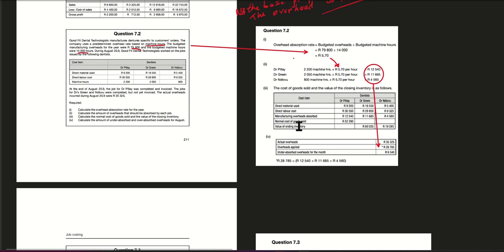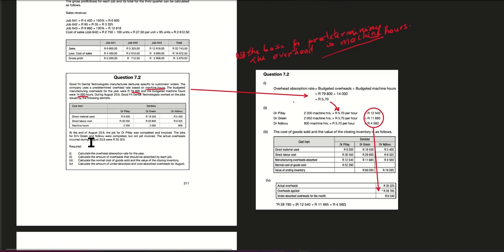We have a normal cost of goods sold, and for the 2 others, Dr. Green and Dr. Ndlovu, the value of ending inventory is provided. Why is that? It is given in your question. Always look properly at your question, because what you need to ask yourself is what was really completed.